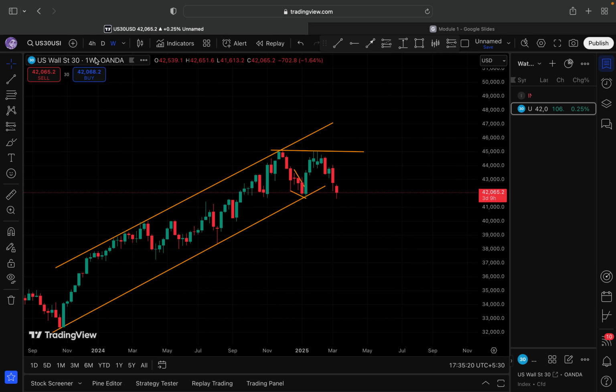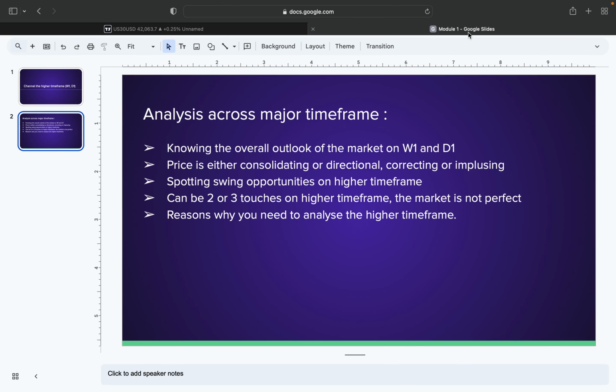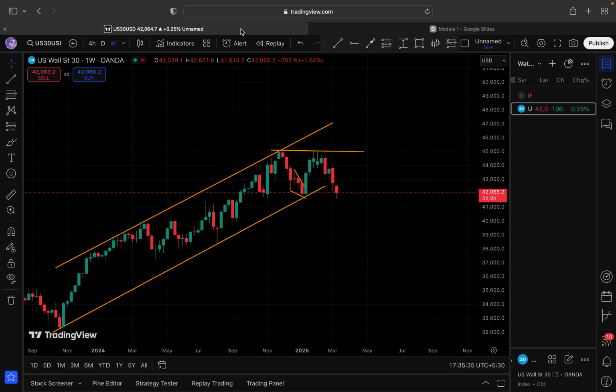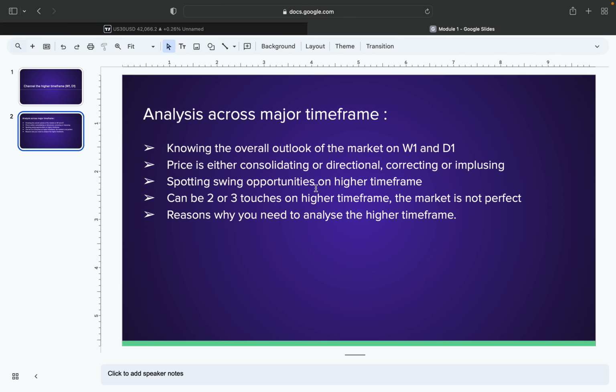Well, that is the reason why you need to trade and know about what is happening on the higher time frame. Even as an intraday trader, you need to be aware. This is not going to tamper with your day analysis, but it's going to make you more efficient in trading. So that will be all for now, and I believe you have been able to learn how to channel the higher time frame and analyze across other time frames too.